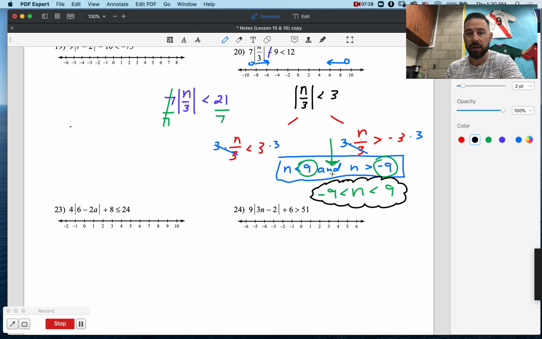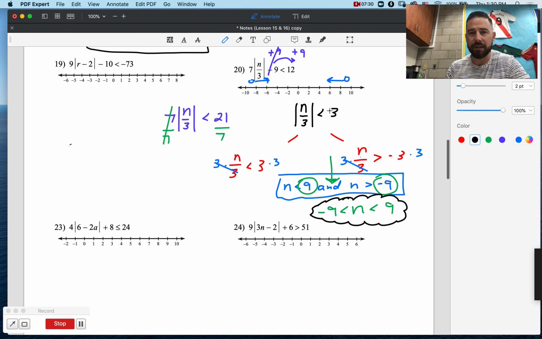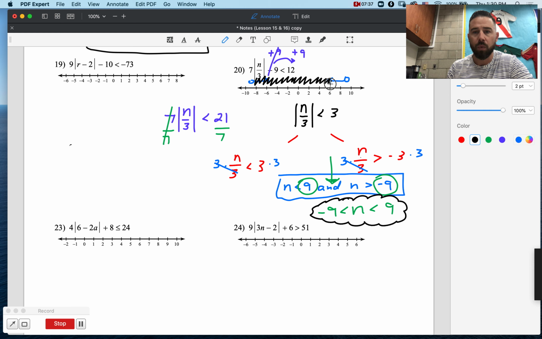For an and, we just squeeze, and look, it kind of makes sense because you see how we're in between? We're in between 9 and negative 9. Our n is in between 9 and negative 9. And you're probably thinking, how do I know which way to put the signs? It's always going to go like that. Or if you have greater than or equal to, it'll go like that, and it'll be in between. Okay, that's how it's going to show up on your homework.